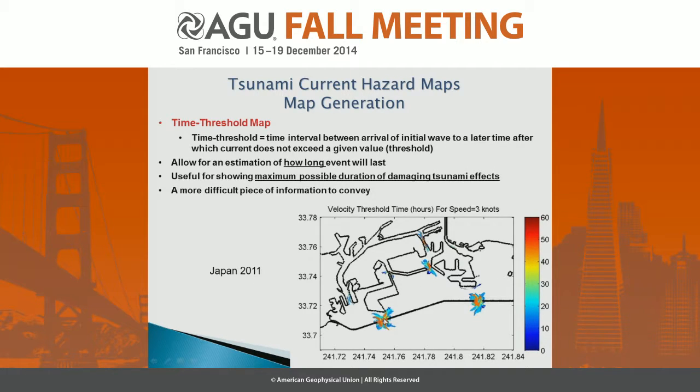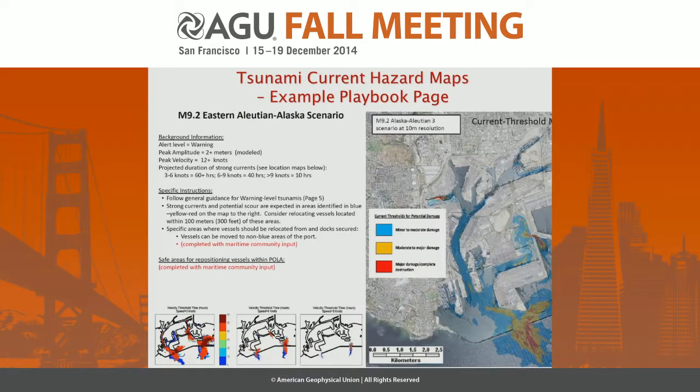So when you see these orange reds, what it means is that 3-knot currents persisted at that location for 50 hours. Okay, so it puts the time dimension to it. For planning, for response, you know where these currents will be and how long they will last. Okay. Bring all this information on an example playbook page, and it starts to look like this.